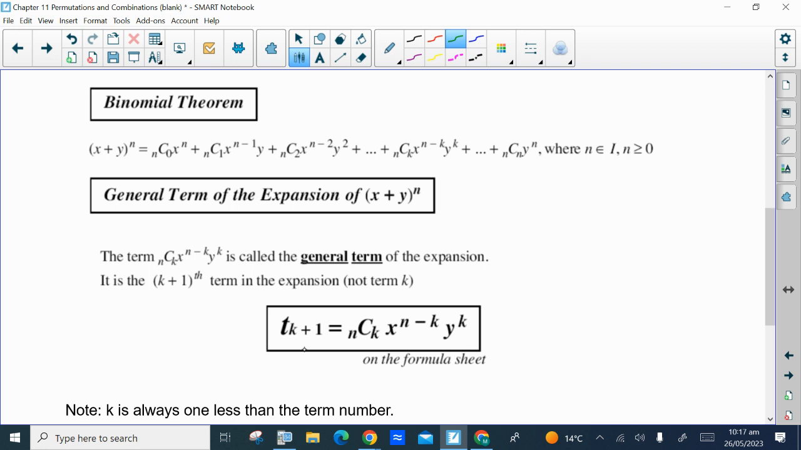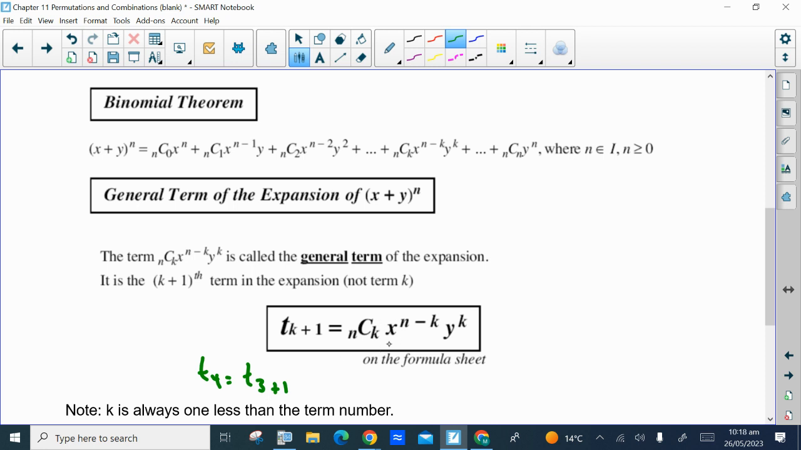So what we're going to see is that the value of k is always 1 less than the term number. If you wanted to find, let's say, the fourth term in an expansion, you would have to let k equal 3. T sub 4 would be found by letting k equal 3 in that expansion, because it's t sub k plus 1. If you want k plus 1 to equal 4, the fourth term, k has to equal 3. N, again, refers to the power on the binomial, and k is always 1 less than the term number.